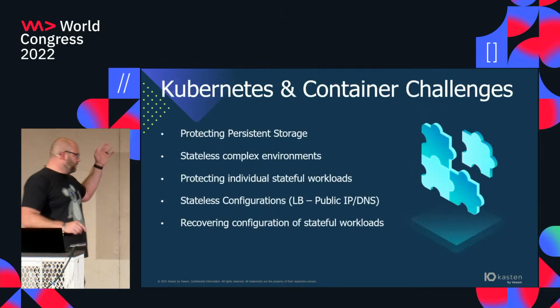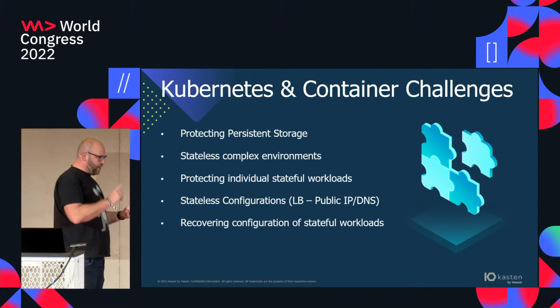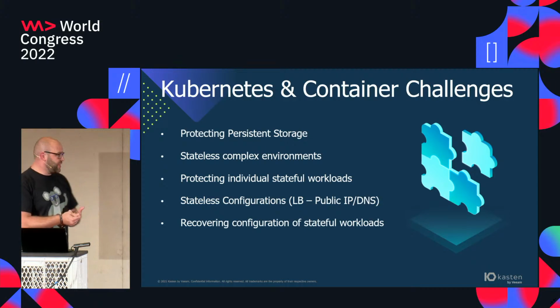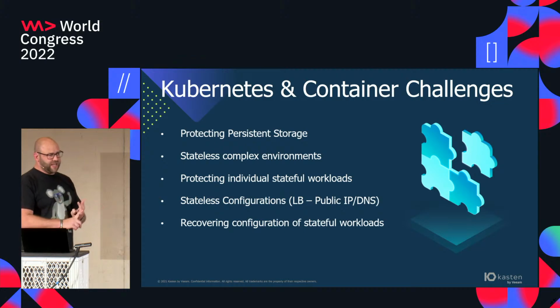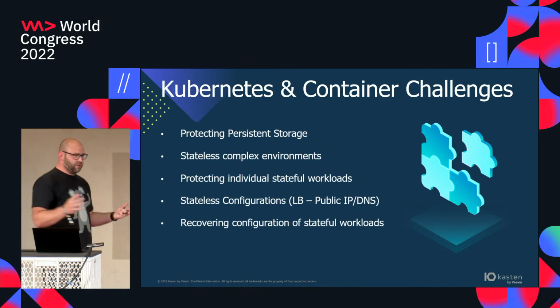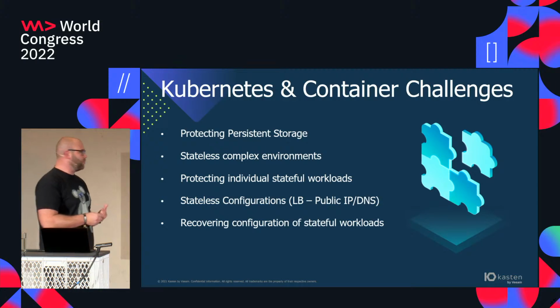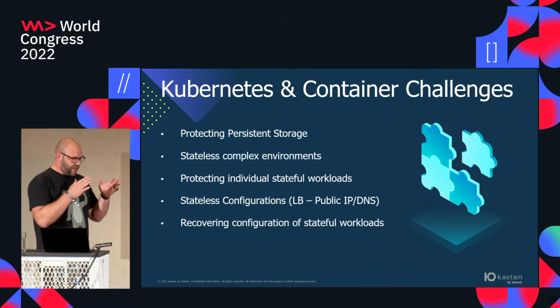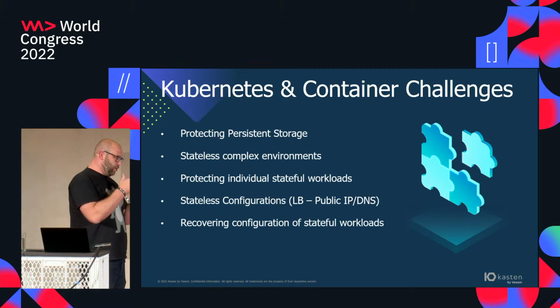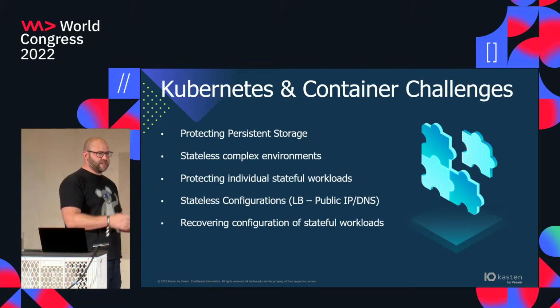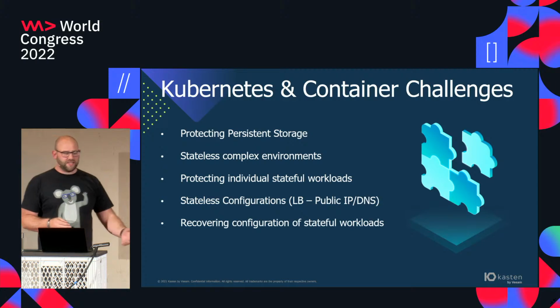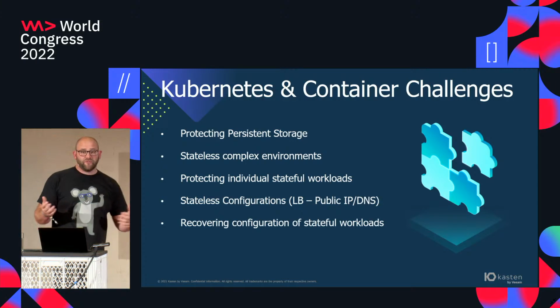So, the 5 key bullet points. One, protecting the persistent storage. There's no magic button within Kubernetes. We still need to have that protection. I mentioned stateless and complex environments, where you've got 300 potentially stateless applications within one cluster. How do we protect that? Or how do we recover that very quickly? Then protecting individual stateful workloads. It might be that we run multiple, or one important, database or data service that we have to completely focus on. Then stateless configurations, things like load balancing, and then configuration of the stateful workloads as well.